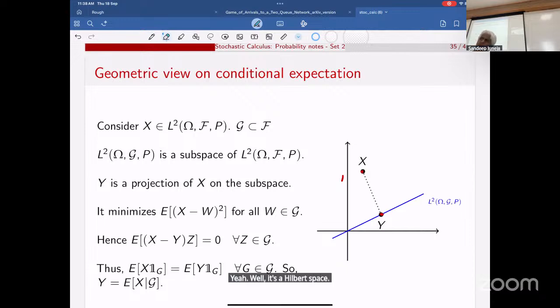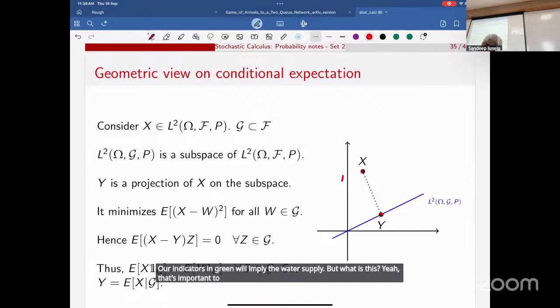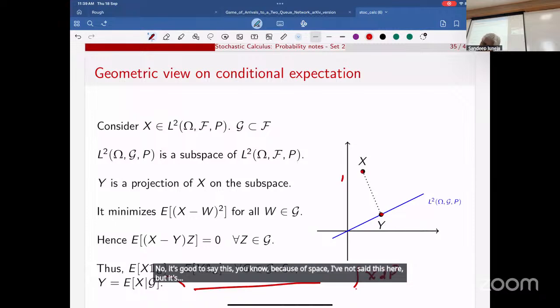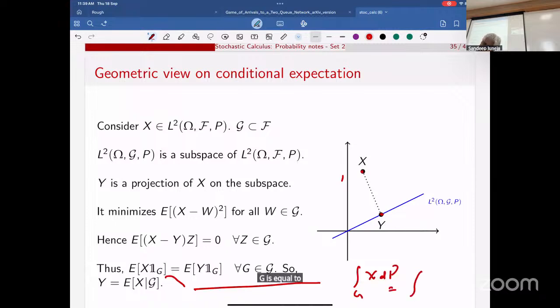And why is it that all indicators agreeing will imply the bottom line? Think of these as test functions and approximation. No, this is just another way of writing. It's good to say this, I've not said it here, but the integral of X dP over G is equal to the integral of Y dP over G. This is exactly that. And Y is G measurable, so Y is equal to E of X given G. So not only are there mistakes, there are also gaps for you to fill in the notes. Lots of gaps.